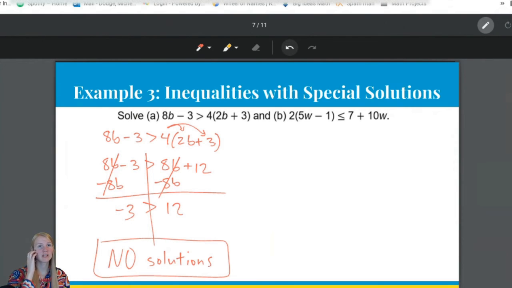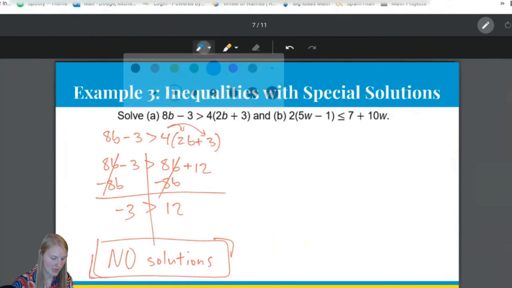So remember, when you get something that is not true, -3 greater than 12, it means there are no solutions. Because -3 is not greater than 12. It's not possible. So it's not possible to have solutions to this inequality. There are no solutions.